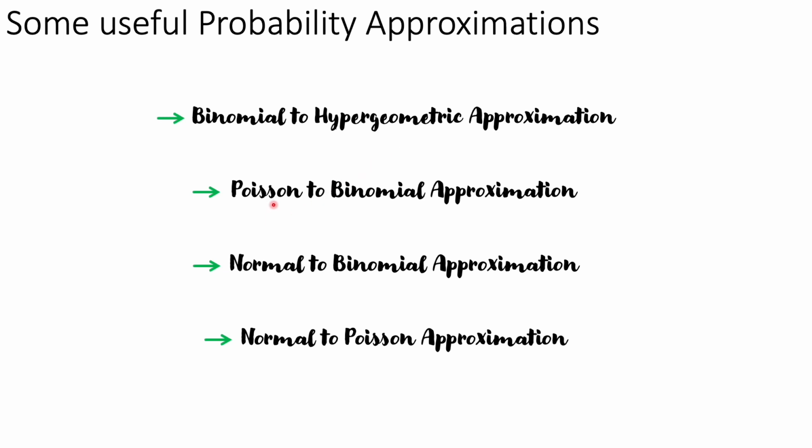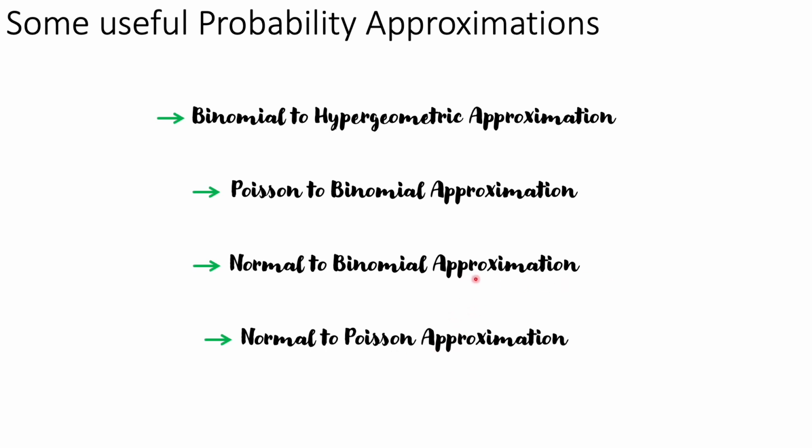And similarly, we can use Poisson probability distribution model to estimate probabilities in binomial distribution. And normal probability distribution model can be used to approximate probabilities in binomial model, and similarly normal can be used for Poisson probability distribution. Here you notice the word approximation.